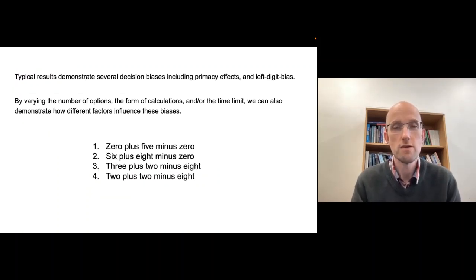Typical results will show a variety of things. Under tight time pressure, students are typically inclined to pick an option towards the top of the list. That represents the primacy effect. And students can also be disproportionately attracted to picking options with a large number on the left-hand side here. That's the left digit bias. And by changing the format of the questions, the time limit, and the number of options, for example, we can show how these decision features, environment features, can actually influence the size of these biases.